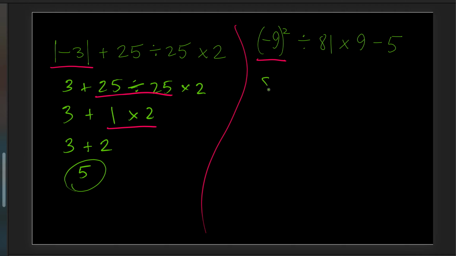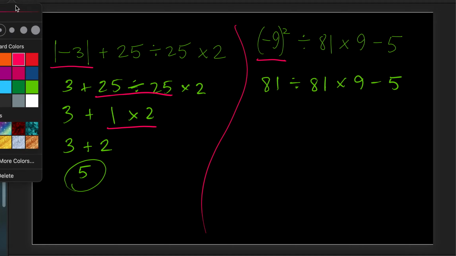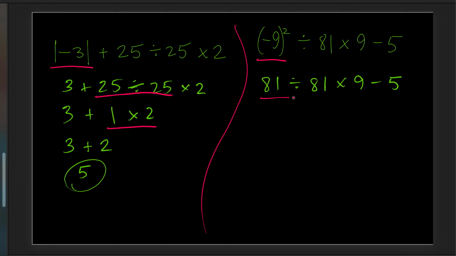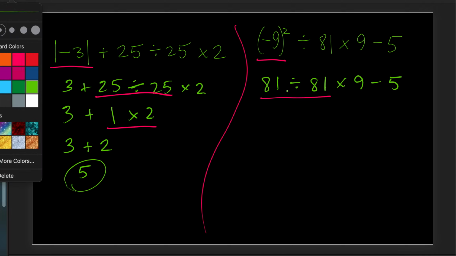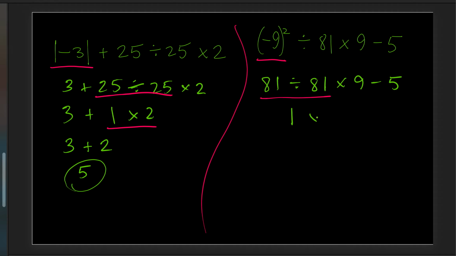Negative 9 squared is 81. So I'm going to write down everything else right under it so I don't skip or miss anything accidentally, and just see what I have. I have division, multiplication, subtraction. Looks like the division comes next. So 81 divided by 81 is 1 times 9 minus 5.